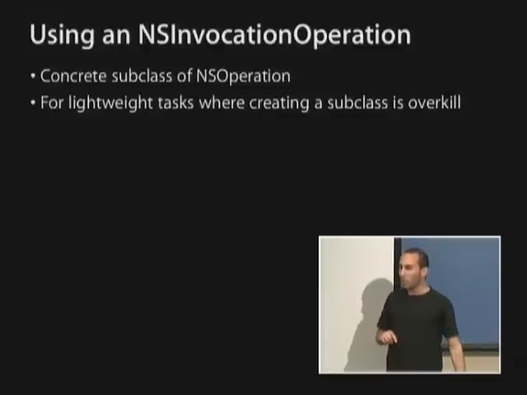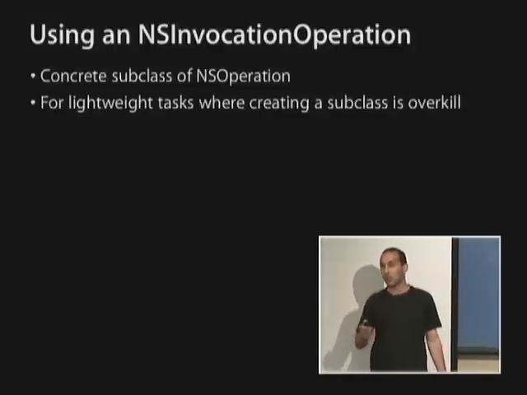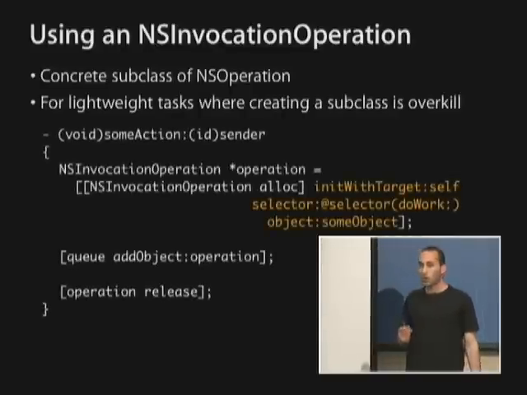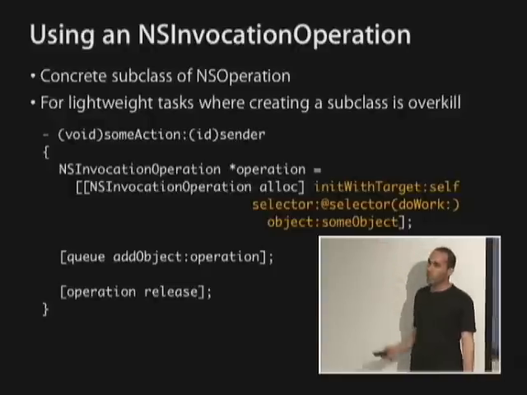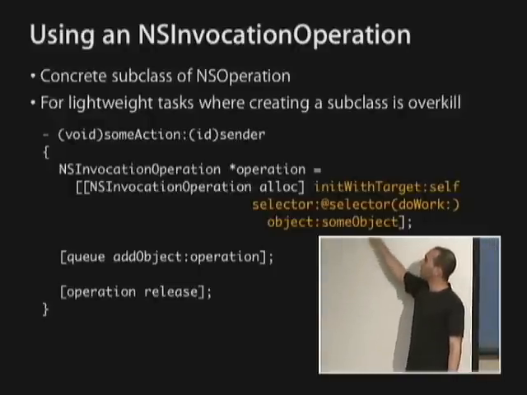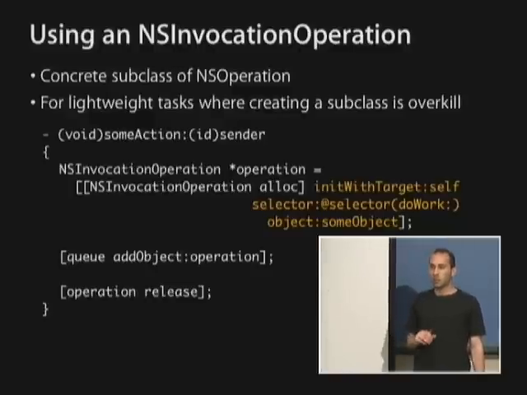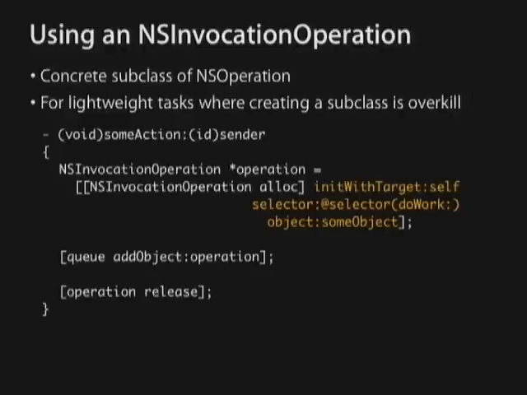If you want a really light way to do this, take a look at NSInvocationOperation, which uses the same target and selector that you've seen elsewhere in Cocoa. You create an NSInvocationOperation, you tell it what method you want it to call, what object to take, and what object you're calling it on, and then you can add that to the queue instead. So this is just a lightweight way of dealing with NSOperations. This is actually a subclass of NSOperation itself.